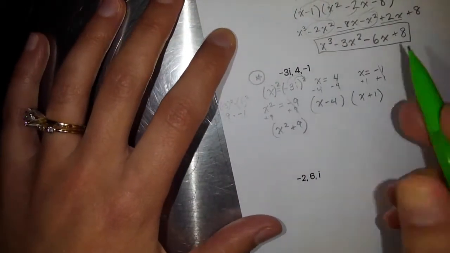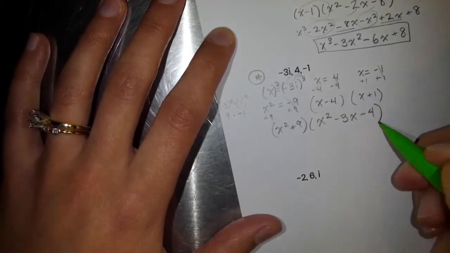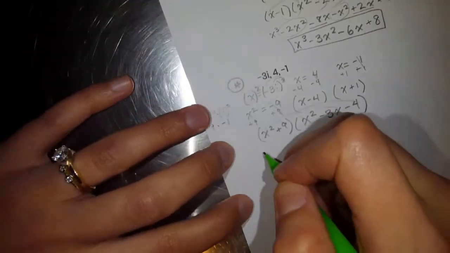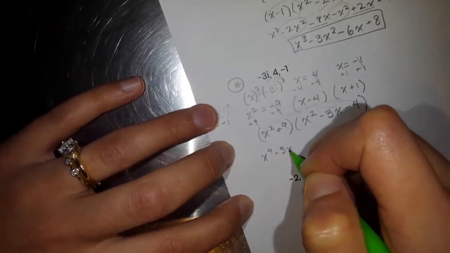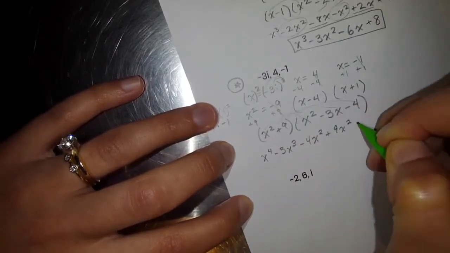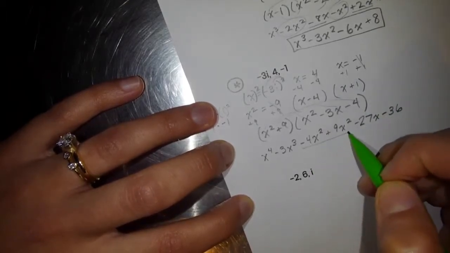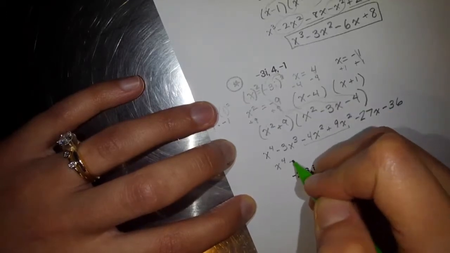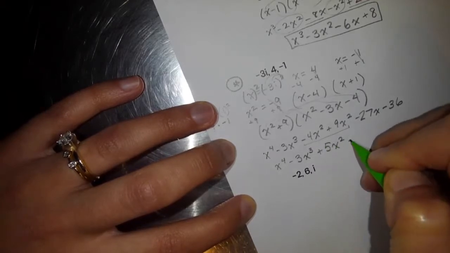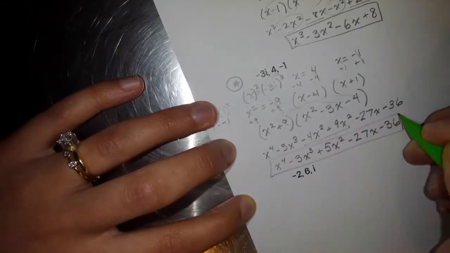Okay, I'm going to do FOIL between these two to get x squared minus 3x minus 4. And then distribute. So this will be x to the fourth minus 3x to the third minus 4x squared plus 9x squared, minus 27x minus 36. We only have 2 like terms here, to give us x to the fourth minus 3x to the third plus 5x squared minus 27x minus 36. And that would be the answer.